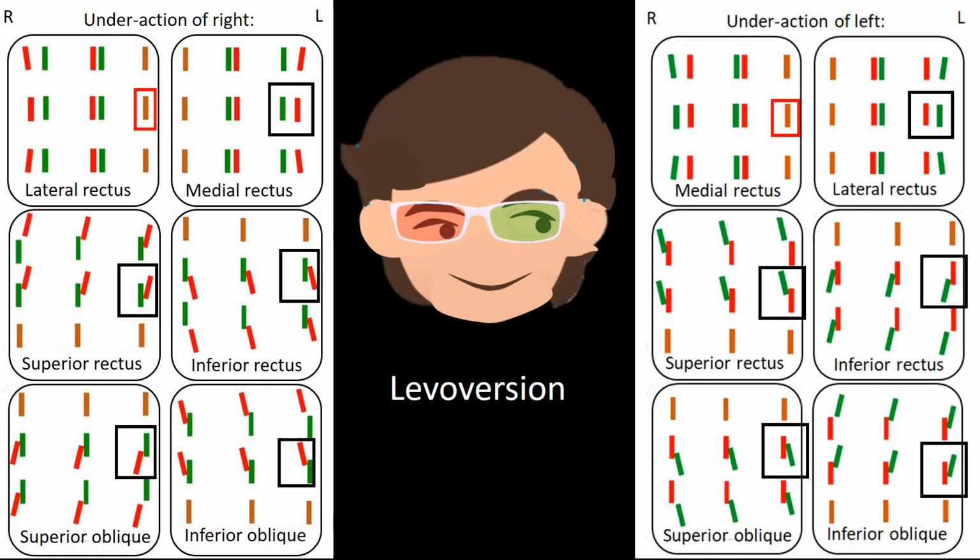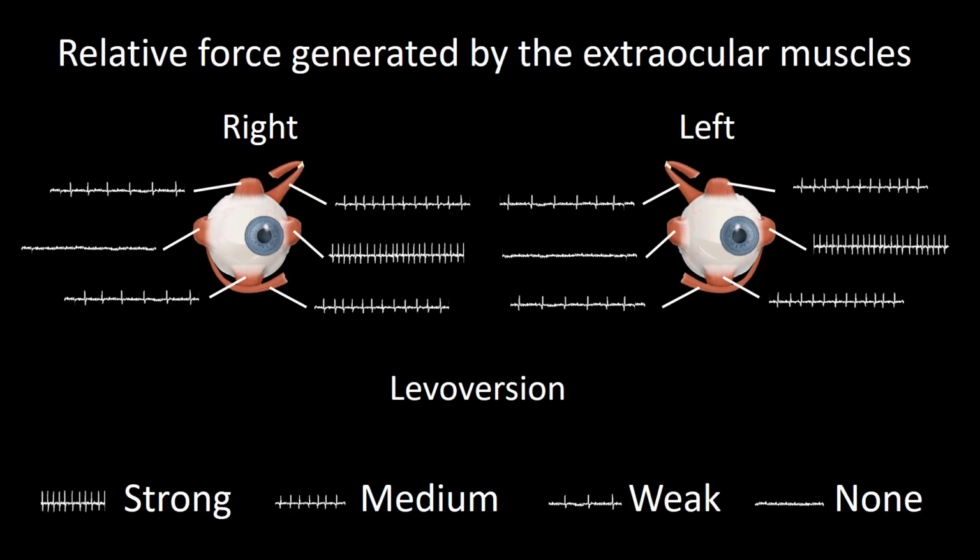During levoversion, the only not activated muscles are the right lateral rectus and left medial rectus. In the right eye, the maximal generated force comes from the right medial rectus, less from the obliques, and even less from the superior and inferior rectus. The left eye maximal generated force comes from the left lateral rectus, to a lesser degree from the left superior and inferior recti, and even less from the obliques, as you can see illustrated in this frame.